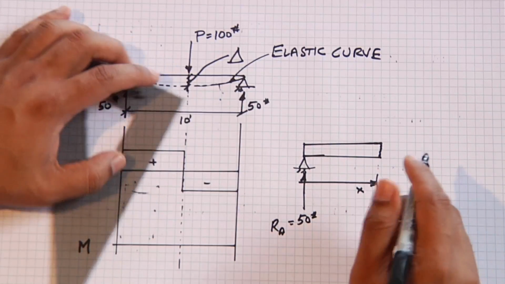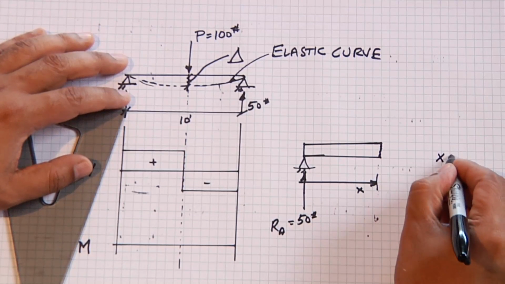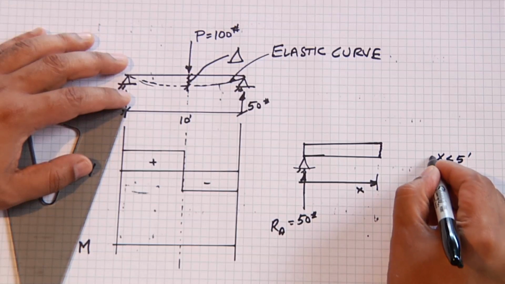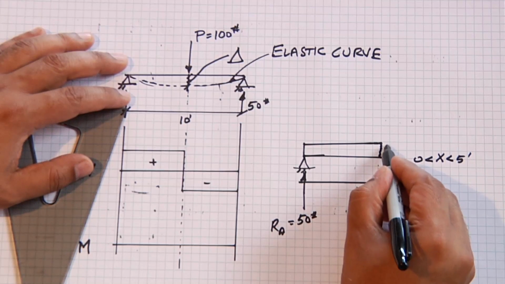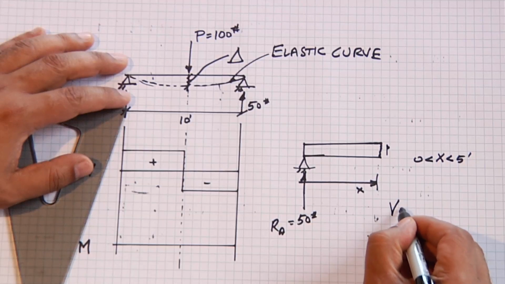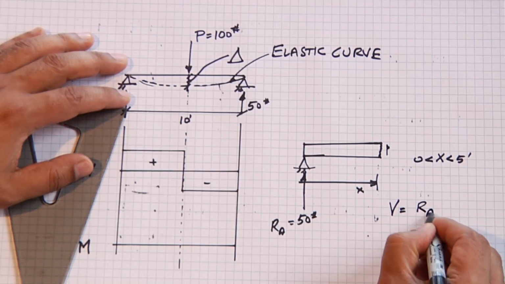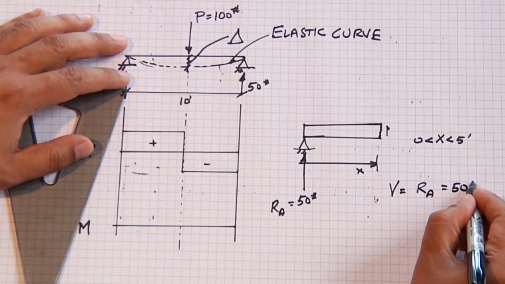And we do not have any load as long as, of course, this is for x less than 5 feet, greater than 0. So our shear, as we determined in the last module, is equal to the reaction force, Ra, or in this case is 50 pounds.